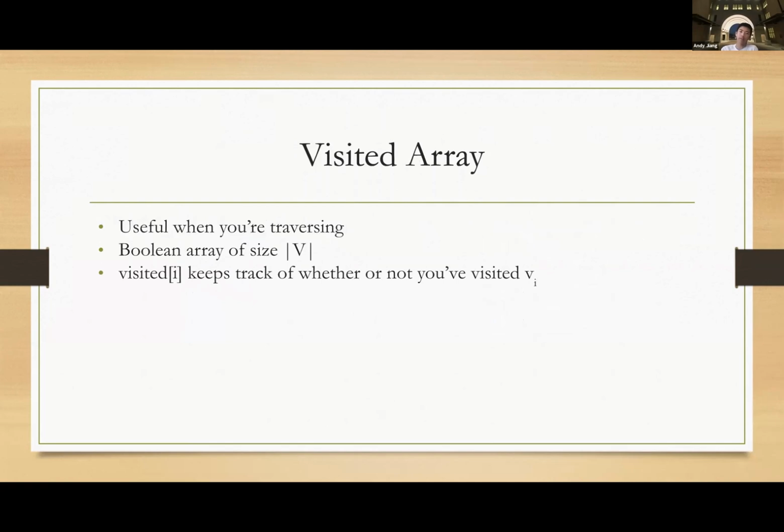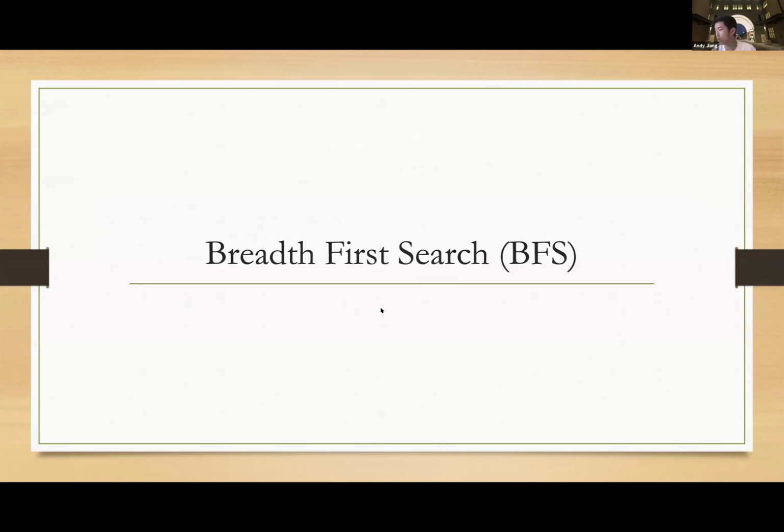This isn't something really graph related or graph theory related, but for most of these problems, we'll want to have a visited array. So it's going to be a Boolean array of size for each vertex, so size of the vertices. And the ith element of the visited array tells us whether or not we visited that vertex. And we'll see why we need this coming up now.